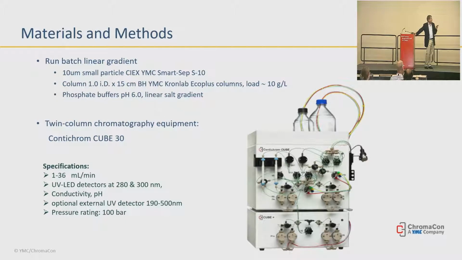So this is a slide that goes over some of the case studies that we're going to look at. Mostly they're ion exchange case studies. The equipment that does this technology, we call it the Cube. That's the benchtop version. There's a Cube 30, which is 37 mils a minute. There is a Cube 100, which will do 100 mils a minute.